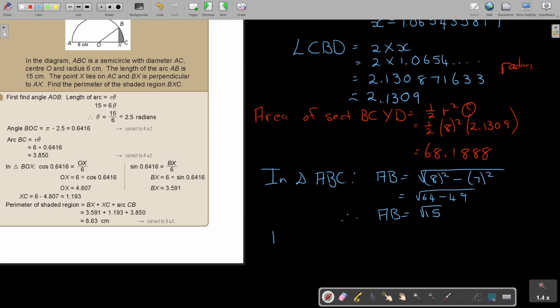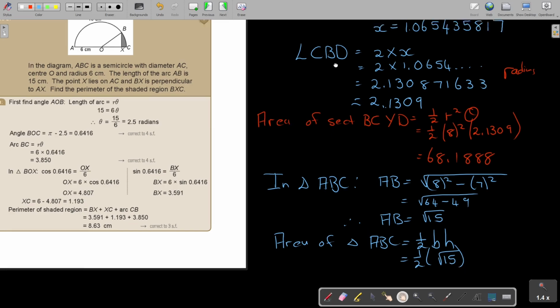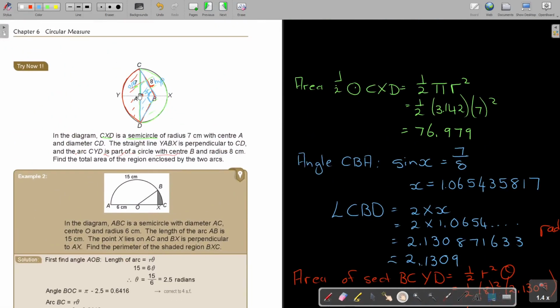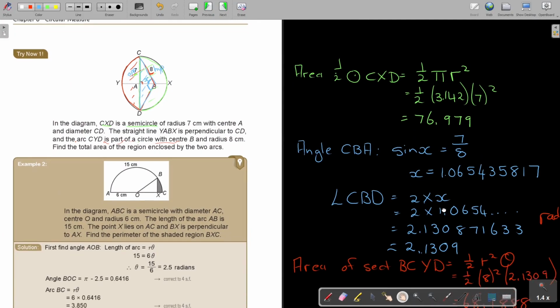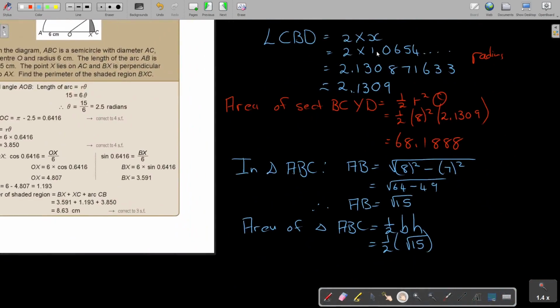So the area of triangle ABC is just half base times the height. And in this case, the base is going to be that square root 15. Okay, and then times the height. Can I just go to this picture? So it was the base, you see, times the height. So times that 7. Times 7.